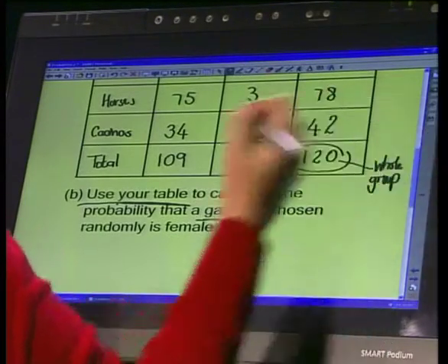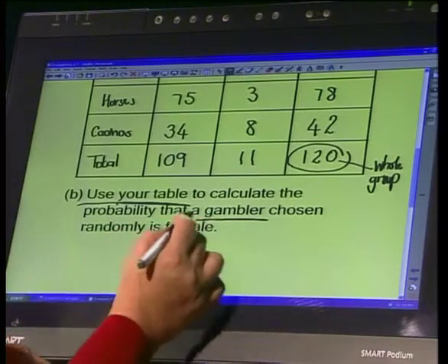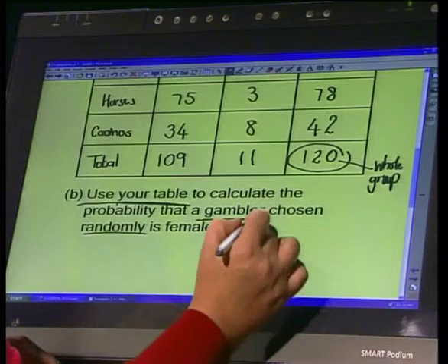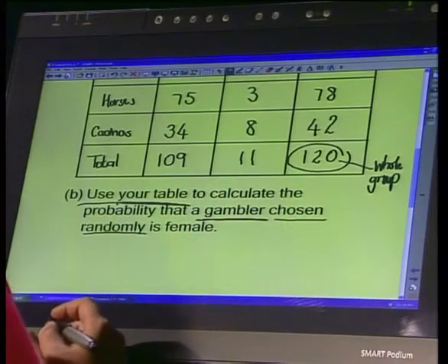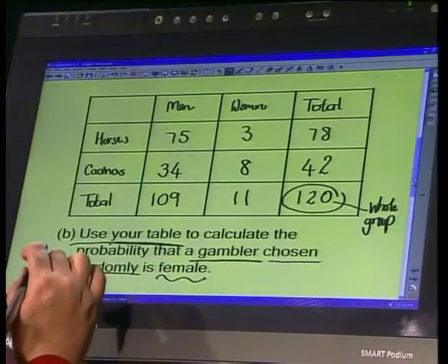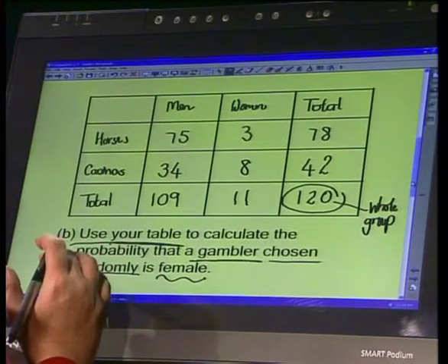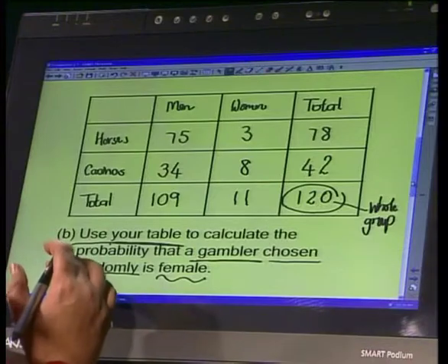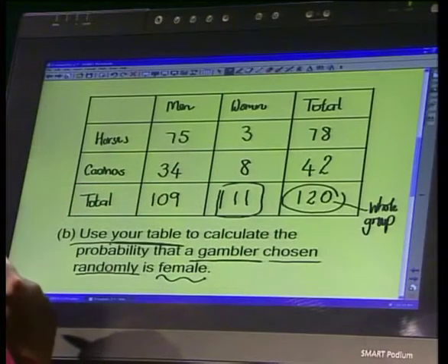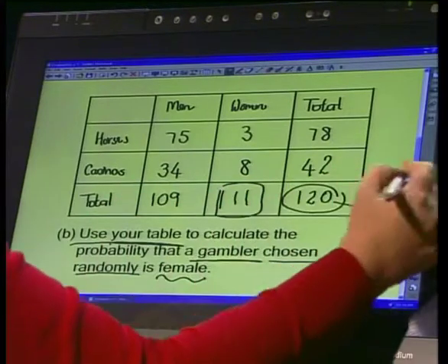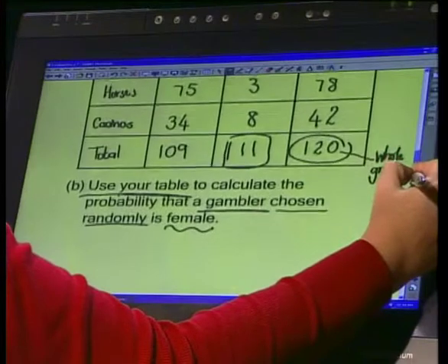the whole rally. So what are the chances that a gambler chosen randomly, they always say chosen randomly because if they were in a crowd and you went and just picked one out, what are the chances that they would be female? Okay, so now I need to go look at my table. Probability, as we've said before, is always a fraction, a decimal. So we need to actually then have this as a fraction. So how many of these gamblers at this rally were female? Well, I remember that there was 11. There's 11 women that were at the rally out of the whole group, which is 120 people.